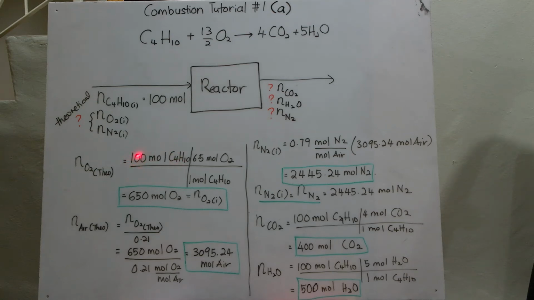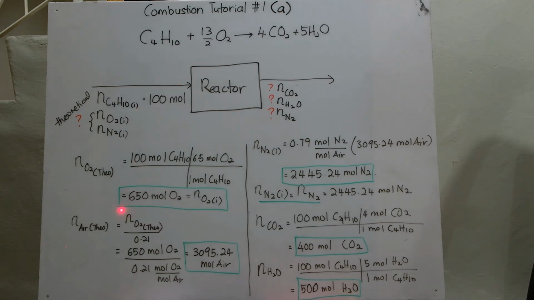To find theoretical O2, since it's theoretical, we use 100% of butane, right? So 100 mole butane times the relationship between O2 and butane in this equation. So we obtain that the oxygen theoretically going into the process is 650 mole of O2, which is equivalent to nO2 in here. So the O2 that goes in is 650 mole.